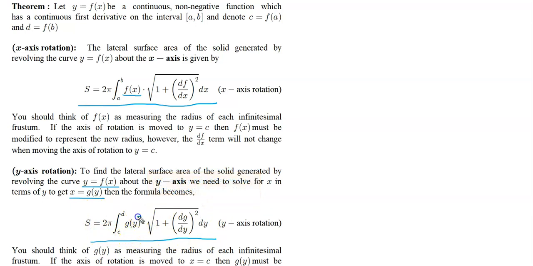And once again, this g right here should be thought of as the radius of a small frustum that's oriented perpendicular to the y-axis now. And this is what will need to be adjusted if you move the y-axis of rotation left or right. Now let's take a look at a few examples.